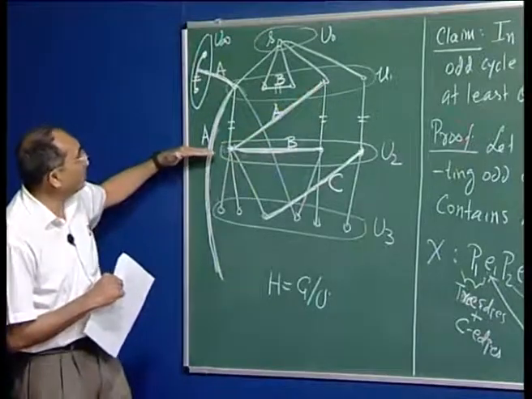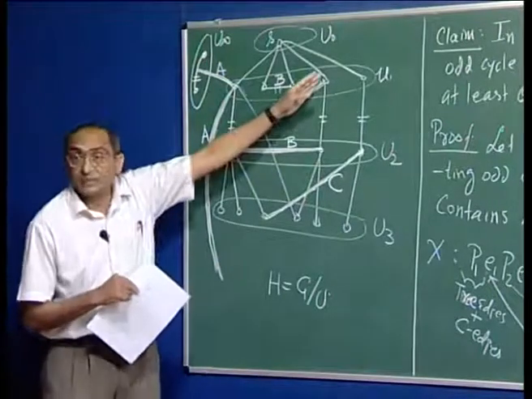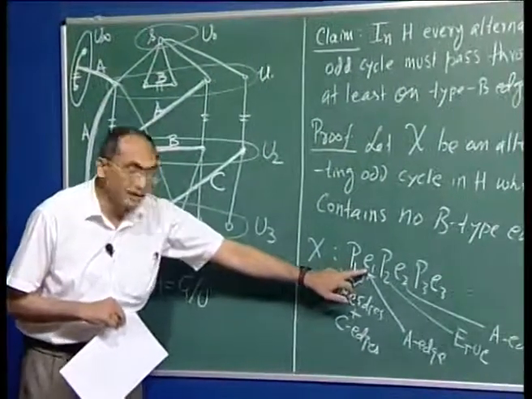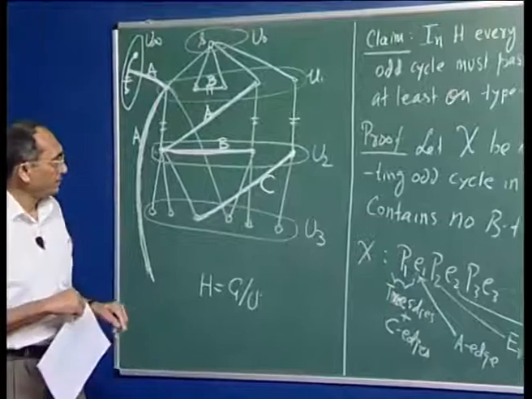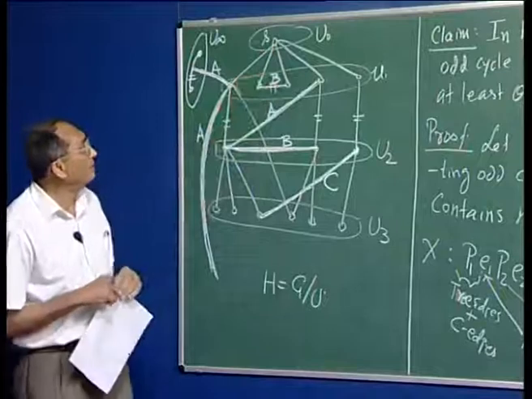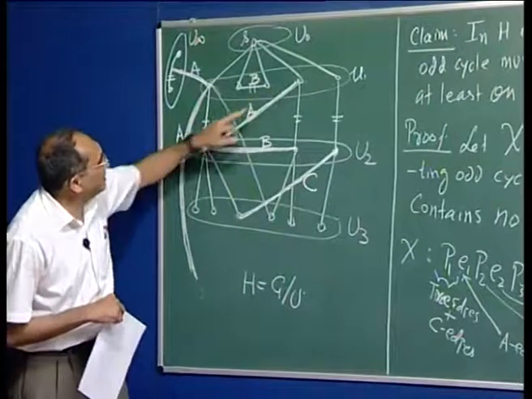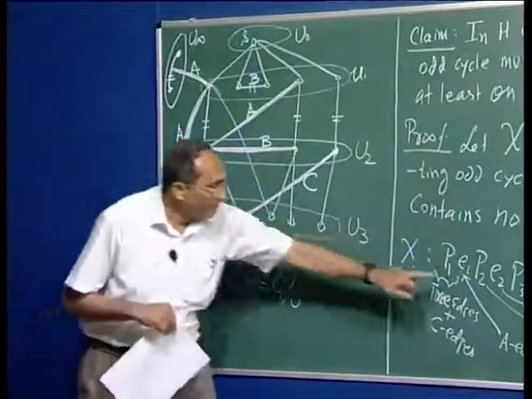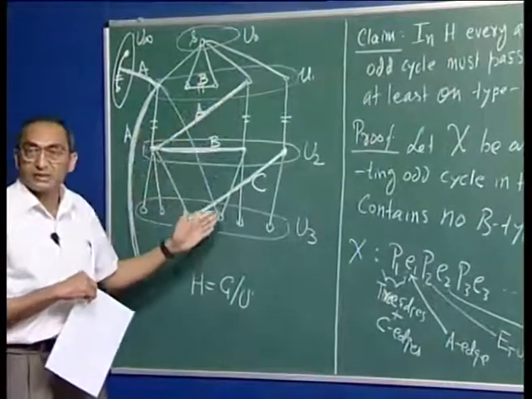Then that can happen either from U2 to U1, or from U4 to U1 if there is an edge like that. So the rising can happen through an A edge. Starting from an even level, we go back to an odd level. But the moment we reach here, the next edge has to be a matching edge, so we start descending. So the next P2 must start from a matching edge, and it should continue to descend.